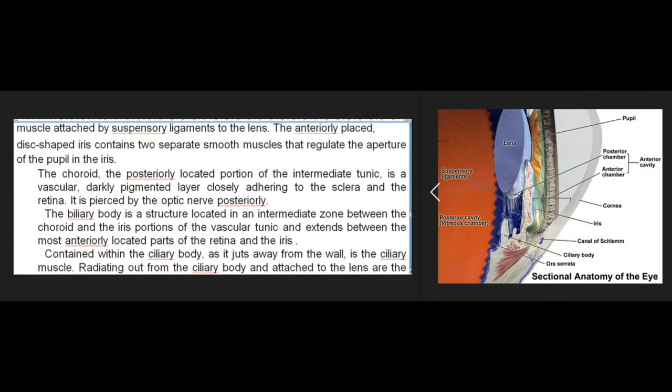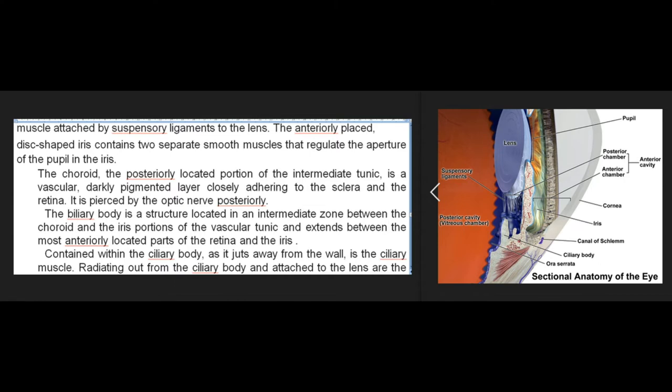muscle attached by suspensory ligaments to the lens. The anteriorly placed, disc-shaped iris contains two separate smooth muscles that regulate the aperture of the pupil in the iris. The choroid, the posteriorly located portion of the intermediate tunic, is a vascular, darkly pigmented layer closely adhering to the sclera and the retina. It is pierced by the optic nerve posteriorly.